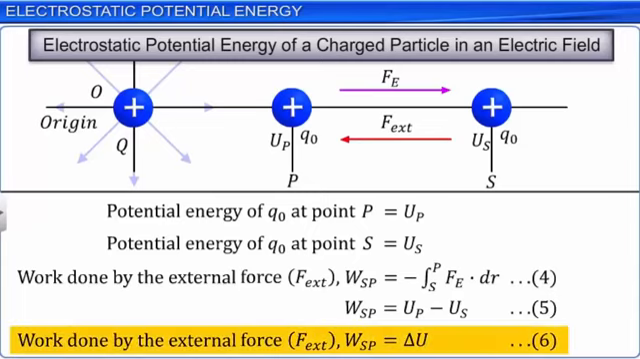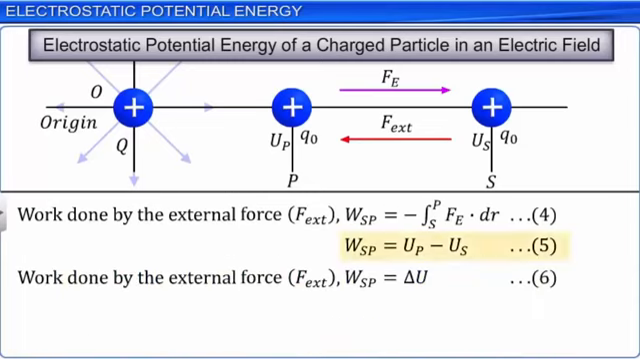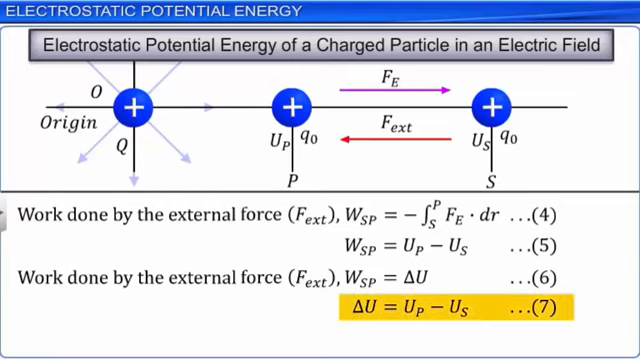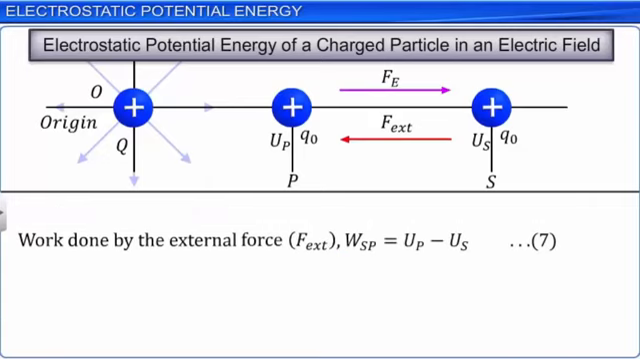From equations 5 and 6, the work done by the external force WSP can be rewritten as delta U is equal to UP minus US. Let this be equation 7. The difference in electrostatic potential energy between 2 points in the electric field of any arbitrary charge distribution will be equal to the work done to move a charge from one point to another.